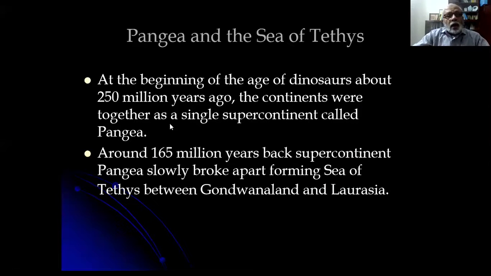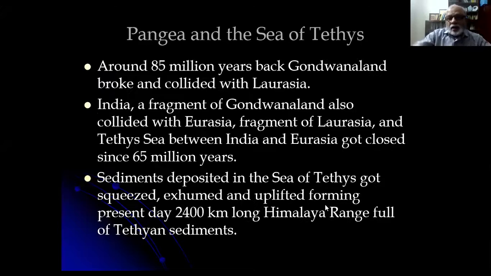So at the beginning of the age of dinosaurs, about 250 million years ago, the continents were together. All the continents were together as a single supercontinent, which you call Pangea. And around 165 million years back, the supercontinent Pangea slowly broke apart, forming the Sea of Tethys between Gondwana and Laurasia.